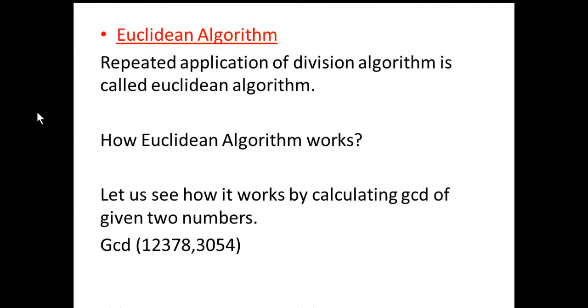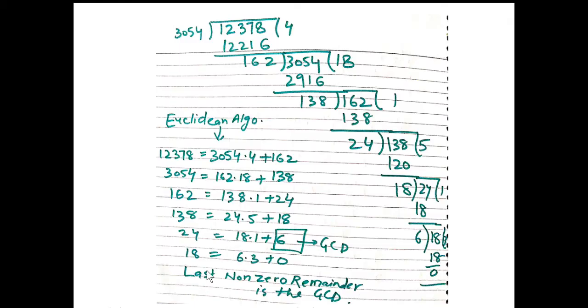It is the division algorithm which is to be repeated again and again. So the Euclidean algorithm is nothing but a repeated application of the division algorithm. And how does it work? We use this Euclidean algorithm to find the GCD of two numbers. So suppose we have these two numbers. I'm going to find the GCD of these two numbers using this algorithm.